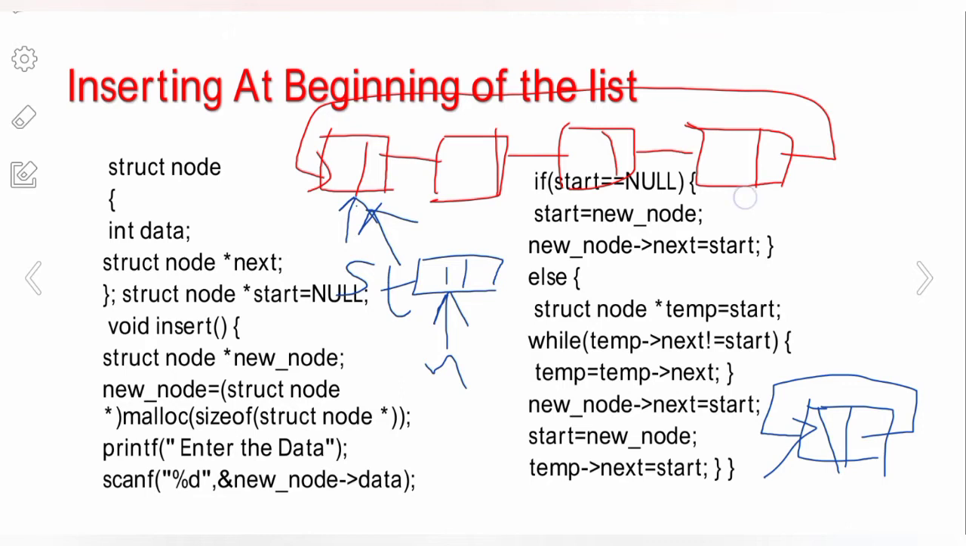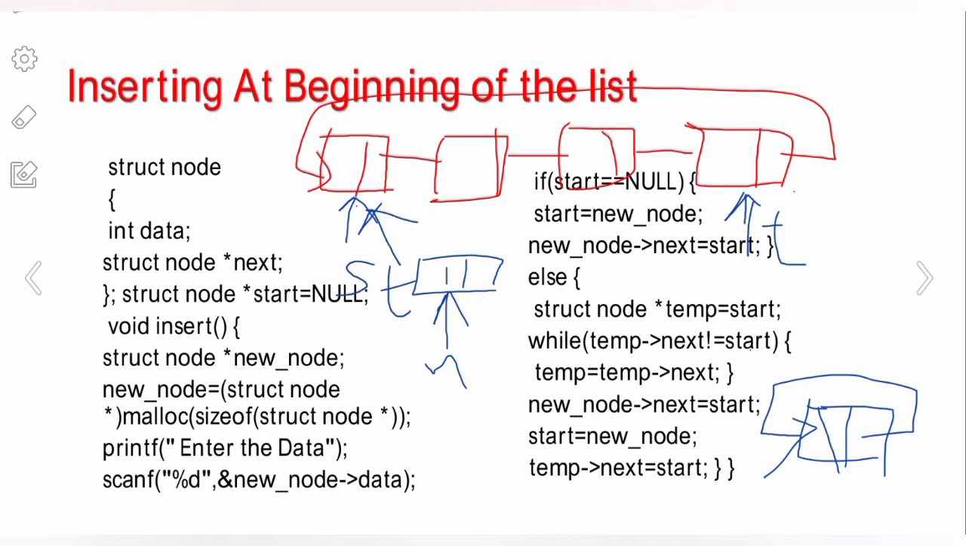In the last node only, the next value is the start; all the other nodes you can traverse. So this condition will be satisfied until we reach the last node. That means we are going to move the temp pointer to the last node. So temp equals temp implies next, and we traverse the temp value.